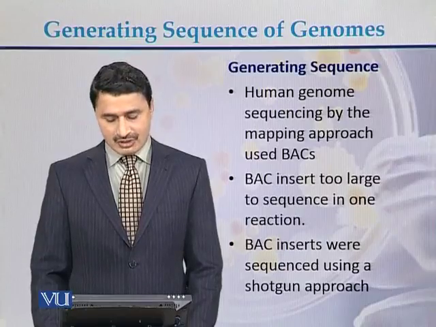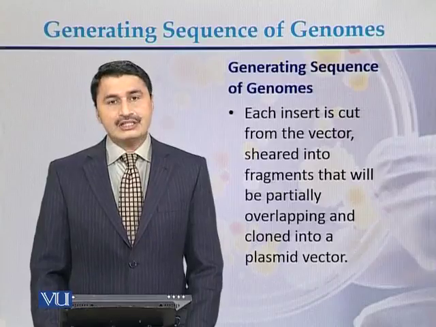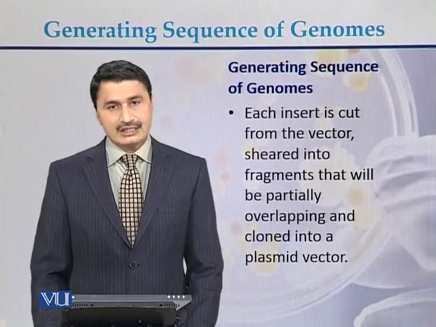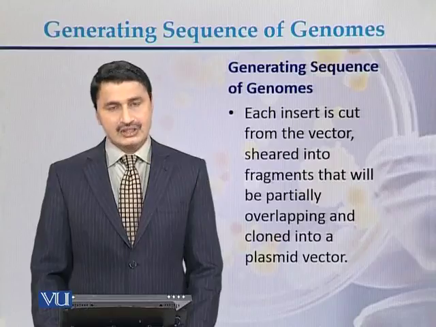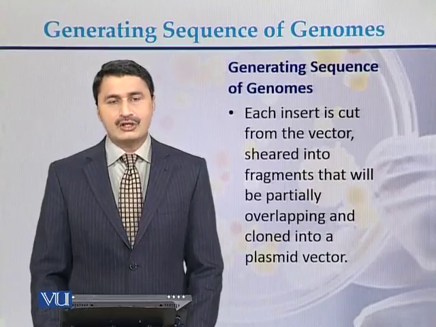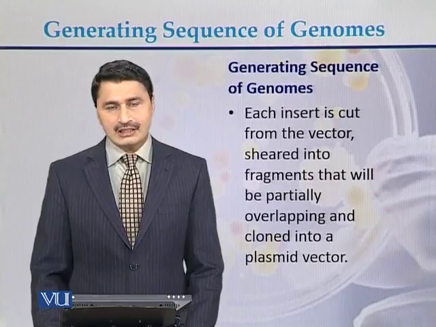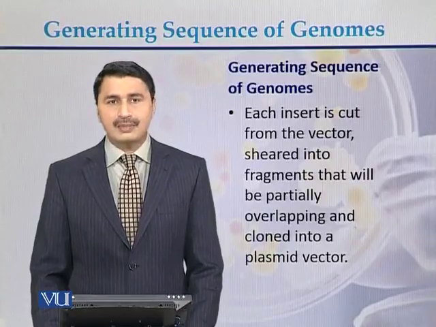BAC inserts were sequenced using a shotgun approach. What was the shotgun approach? Each BAC insert is cut from the vector, sheared into fragments that will partially overlap, and cloned into plasmid vectors. So initially, bacterial artificial chromosomes were produced, and they cannot be sequenced directly. Then they were digested again, and the digested fragments were inserted into the plasmid vectors.